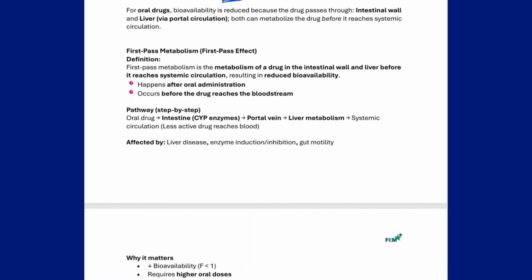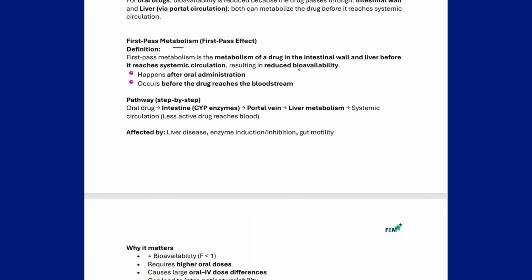So at the end of the day, less than 100% is going to end up in the systemic circulation. Now let's talk about first pass metabolism, or first pass effect. First pass metabolism is the metabolism of a drug in the intestinal wall and liver before it reaches systemic circulation, and this results in decreased bioavailability. It usually happens after oral administration. If you give oral drugs, they go into the intestine, and in the intestinal wall we start metabolism there. From there, they go into the portal vein and into the liver, and there's additional metabolism there. So what gets into systemic circulation is going to be decreased.